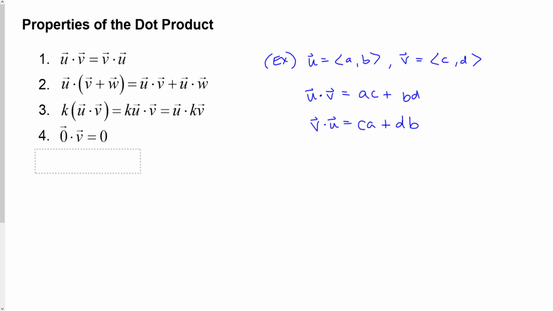The 0 vector times any vector is equal to 0. I'm sorry, the 0 vector dot any vector is 0, the number 0. Note the difference between the 0 vector and 0. These two things are not equal to one another. They're two separate concepts. And finally, u dot u is equal to the magnitude of u squared, which is kind of what we showed in an example earlier.